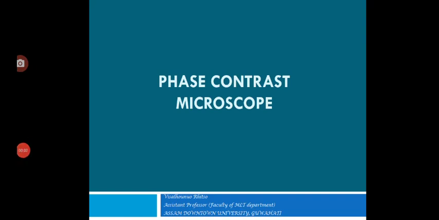Hello everyone, in this video I'll be explaining the applications, advantages and limitations of the phase contrast microscope. Phase contrast microscopy is an optical microscopy technique that converts phase shifts in light passing through a transparent specimen to brightness changes in the image. These phase shifts are invisible but become visible when shown as brightness variation.